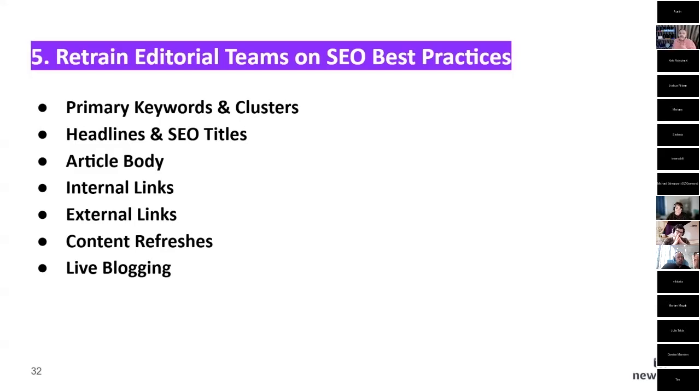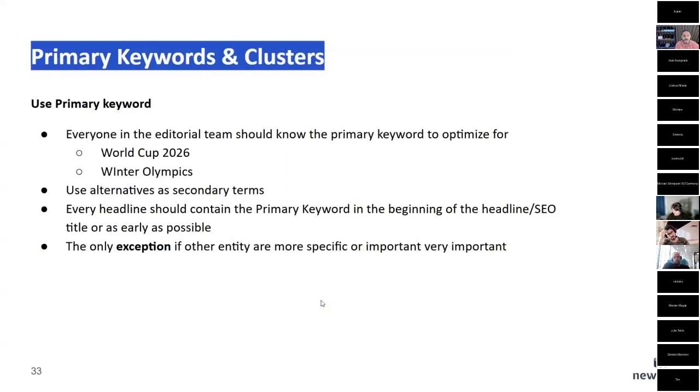And these are, I believe, like 6 or 7 things that you need to mention. This should be maybe a 30-minute training. Hey guys, for every story you want to focus on this. Everyone in the editorial team needs to understand what the primary keyword for this event is. Hey, we need to mention World Cup 2026 in all headlines. It doesn't have to be in the beginning, but we need to mention it, for example, right?